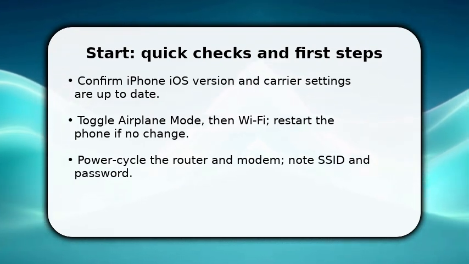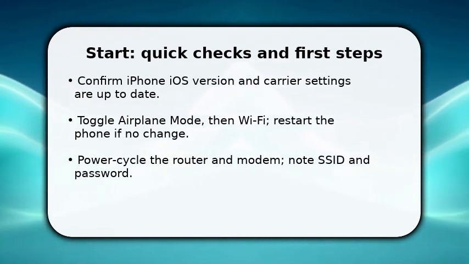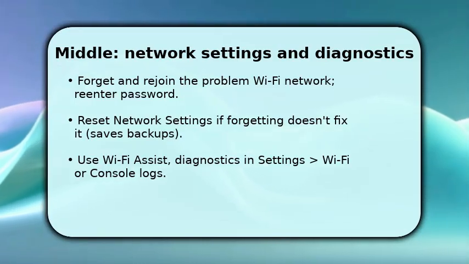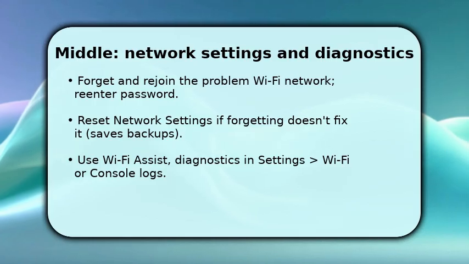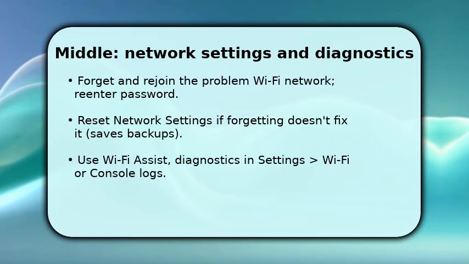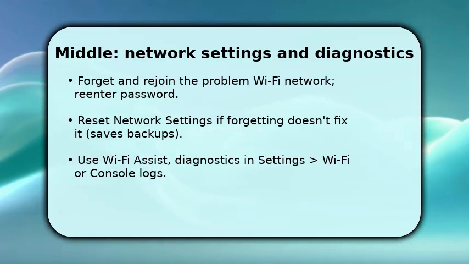You now dive into settings. Tap the network, choose Forget this network, then rejoin and enter the password to clear saved corruption. If problems persist, reset network settings. This removes saved networks and VPNs, but often resolves deeper config errors, so back up any VPN info.